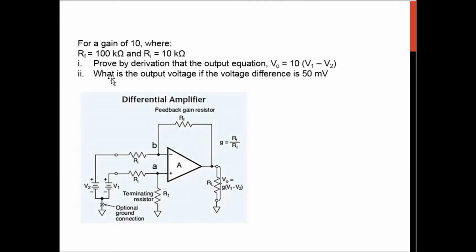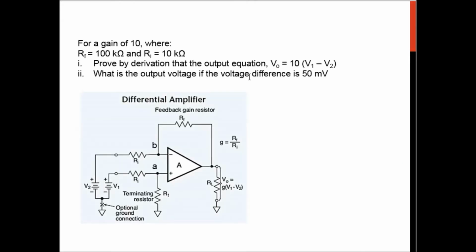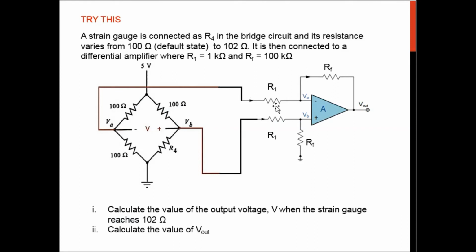Alright. In this slide, the question also asks to prove by derivation. This is the derivation step for the example just now, to prove that Vout is equivalent to 10 multiplied by the differential voltage. And what is the output voltage if the voltage difference is 50 millivolts? The keyword is the voltage difference. So if V1 minus V2 is 50 millivolts, that means your Vout will be equivalent to 500 millivolts, which is 0.5 volt.